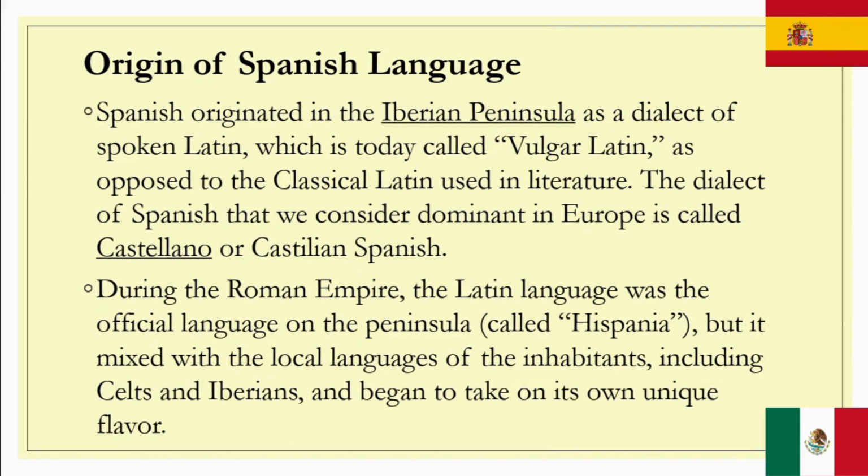Spanish originated in the Iberian Peninsula as a dialect of spoken Latin, which is today called Vulgar Latin, as opposed to the classical Latin used in literature. The dialect of Spanish that we consider dominant in Europe is called Castellano or Castilian Spanish. During the Roman Empire, the Latin language was the official language of the peninsula, but it mixed with the local languages of the inhabitants, including Celts and Iberians, and began to take on its own unique flavor.